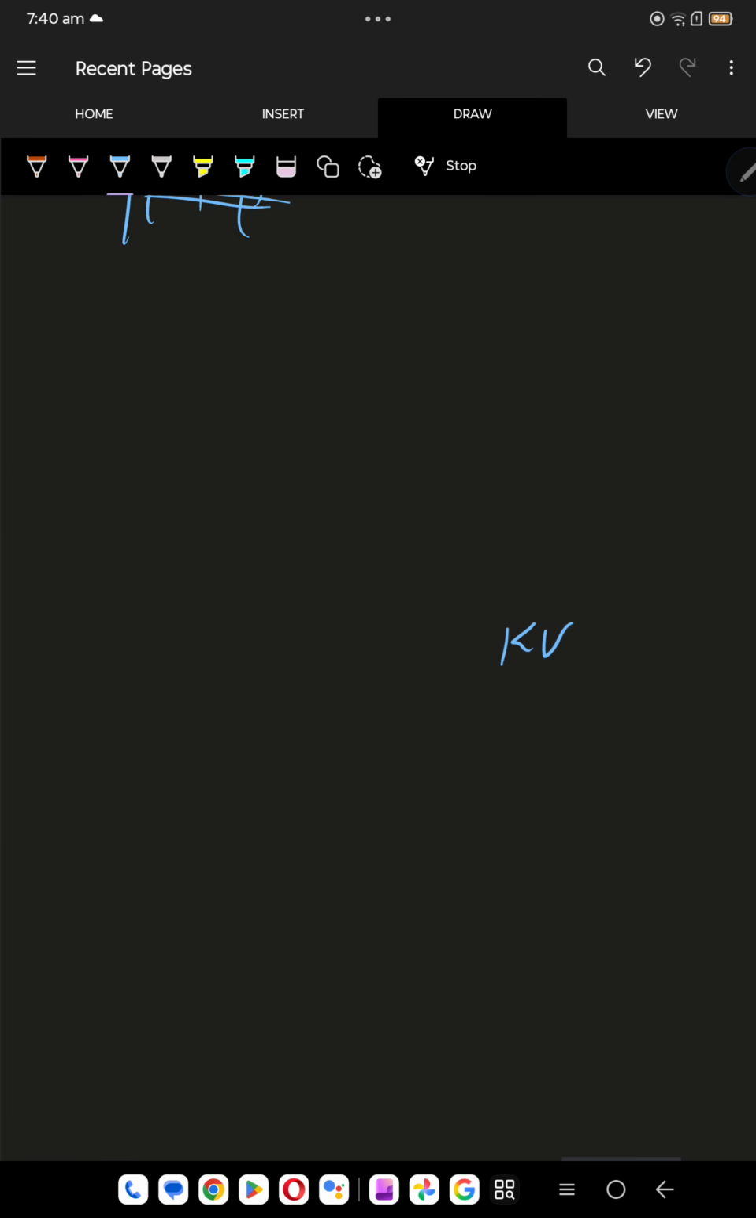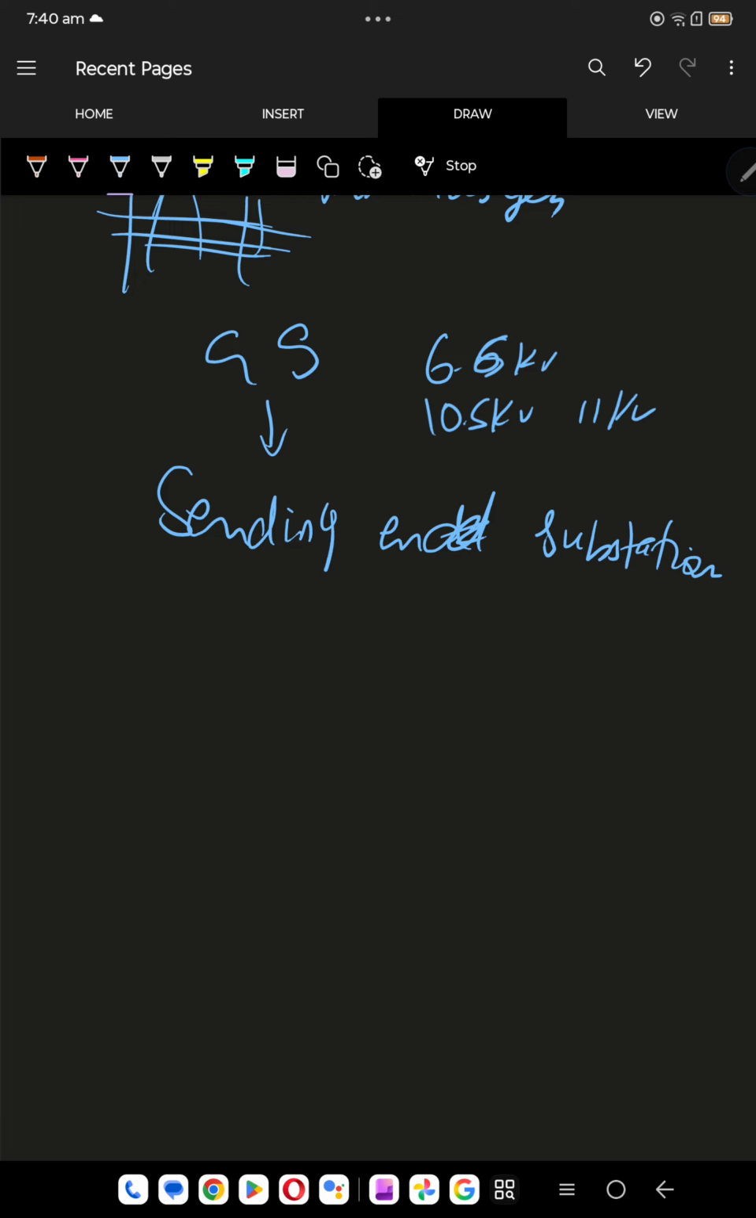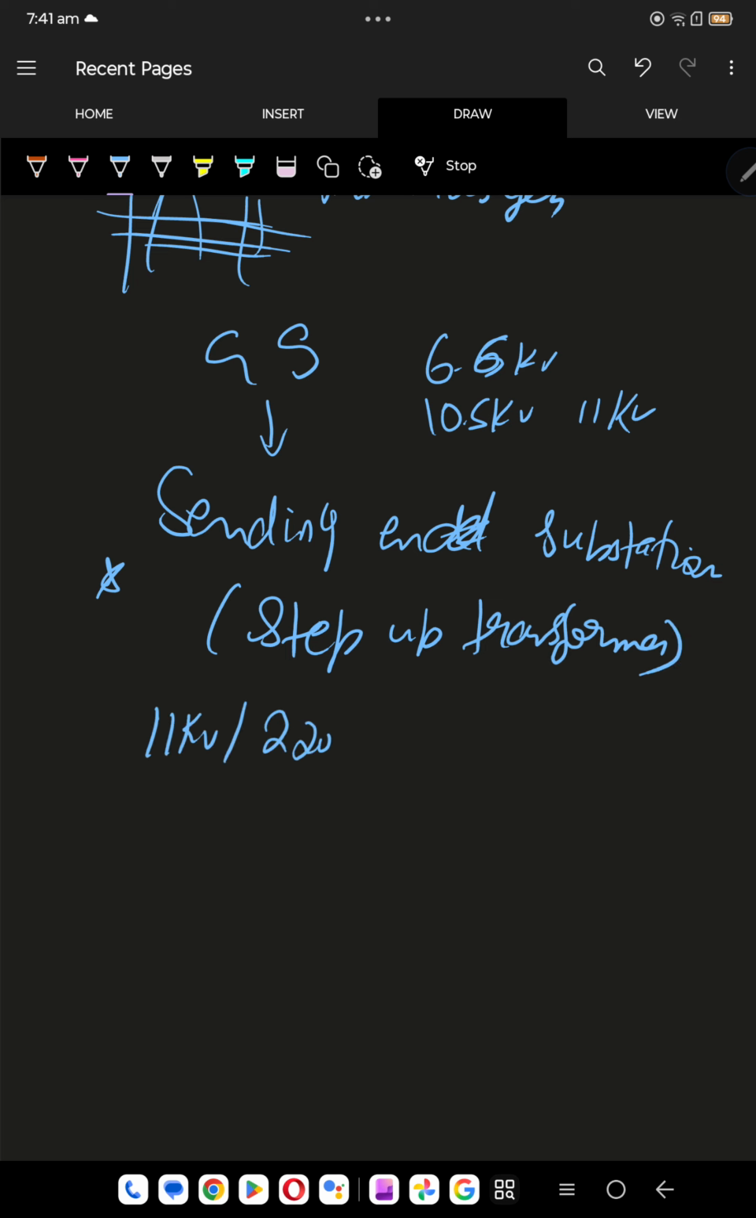Next, moving on to the sending end substation. After the generating station, you come to the sending end substation. Here, whatever 6.6 kilovolt, 10.5 kilovolt or 11 kilovolt is there, we use a very important step-up transformer to increase the voltage from, say, 11 kilovolt to 220 kilovolt, 132 kilovolt or even 110 kilovolt.